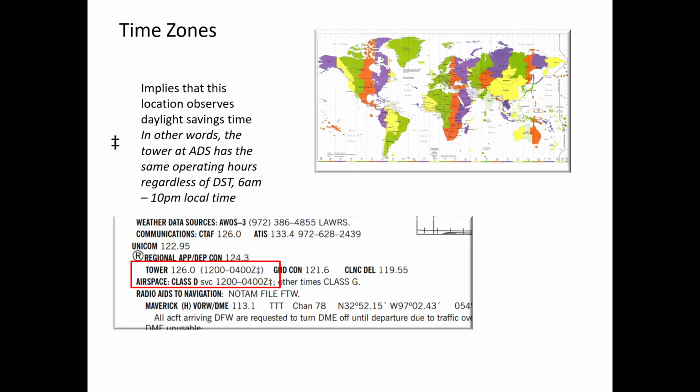If I want to get an accurate local time of the tower operations time at Addison Airport, which is 12 to 400 Zulu per this facilities directory, I'm going to have to keep the 5 hour difference that I'm used to with no daylight savings time. Okay, so what that means is the tower will be active from 12 subtract 6, that extra hour which that cross represents, which will be 6 a.m. to 4 subtract 6 to 10 p.m.